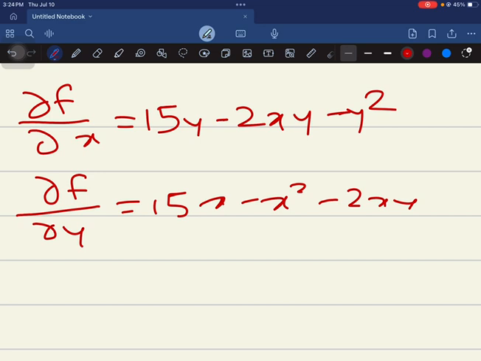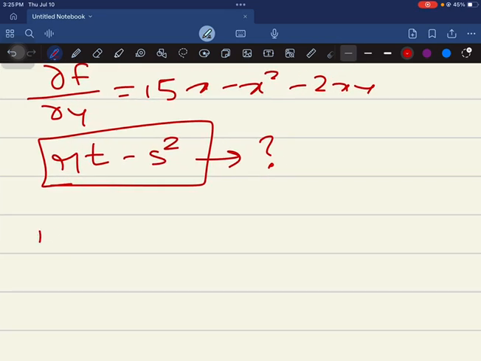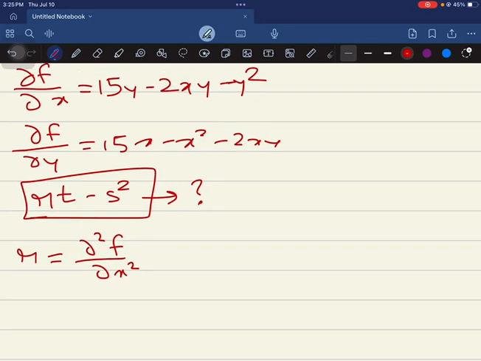So now we will put the value of x is equal to 5, y is equal to 5, and z is equal to 5, and we will find rt minus s square. You have to find this. So the value of r is equal to the double differentiation of f with respect to x. If we differentiate this once again, we will get 2y minus 2y.